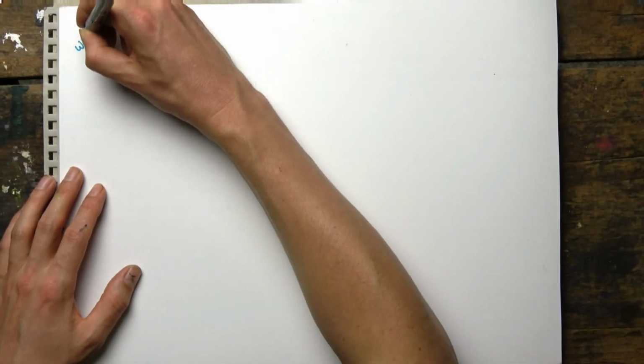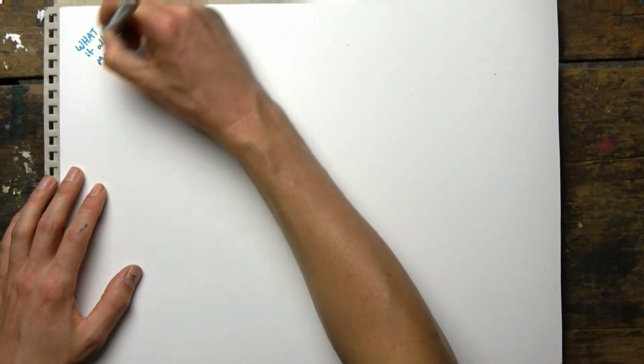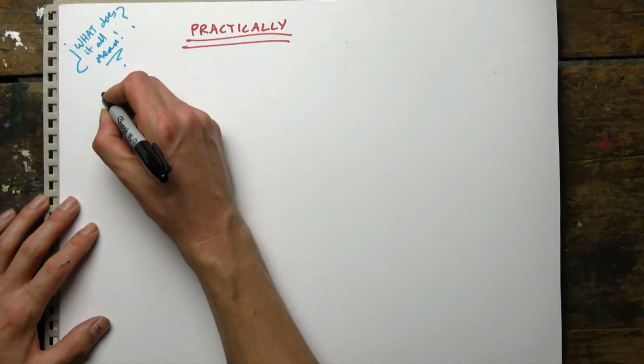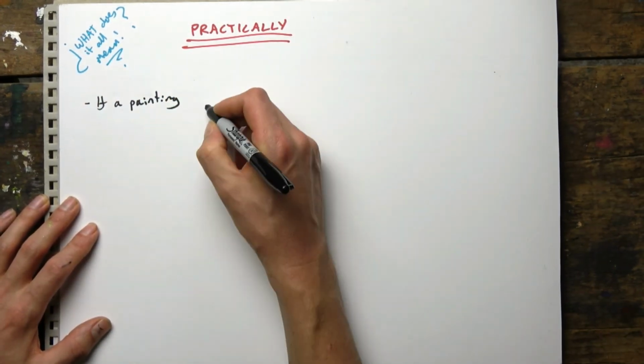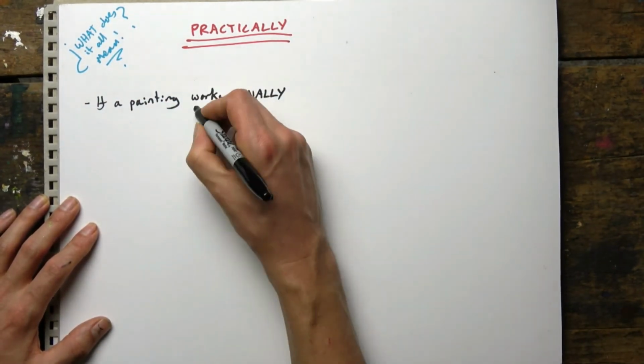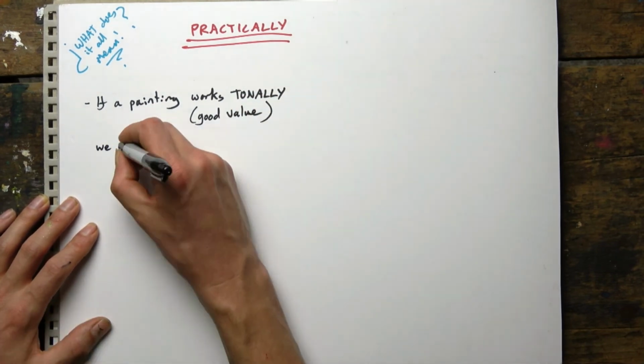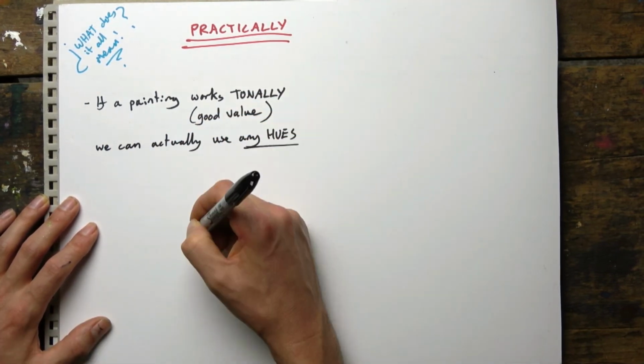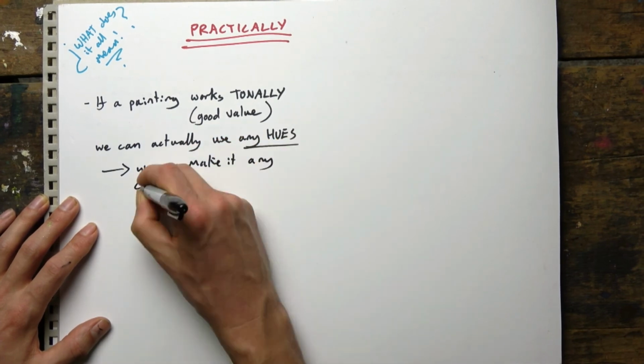And as always, this is all very well, but what does it actually all mean? So let's look at it practically. Number one, if a painting does work tonally, i.e. it has a good pattern of values that have been well considered, we can actually use any hues that we like, i.e. we can make it any colour we like.